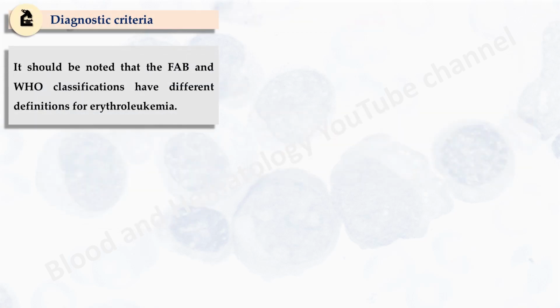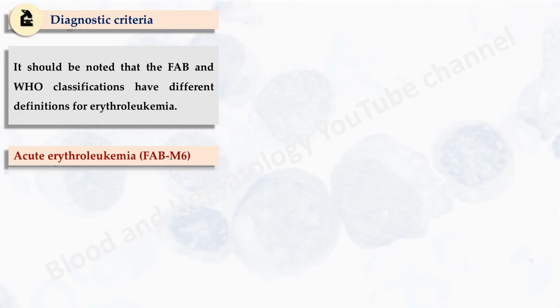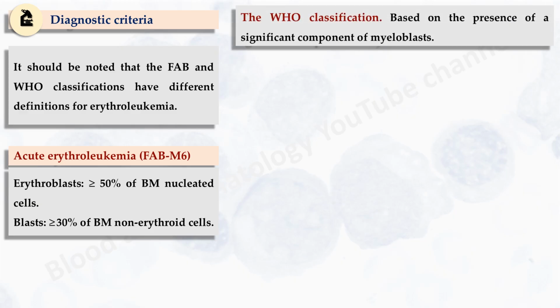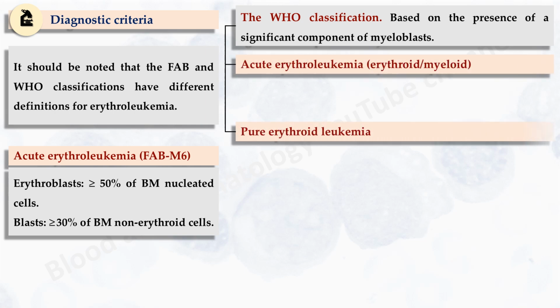It should be noted that the FAB and WHO classifications have different definitions for erythroleukemia. The FAB criteria for the diagnosis of AML-M6 include: erythroblasts comprise at least 50% of bone marrow nucleated cells, and blasts comprise at least 30% of bone marrow non-erythroid cells. Based on the presence of a significant component of myeloblasts, there are two subtypes of acute erythroid leukemia in the WHO classification: acute erythroleukemia and pure erythroid leukemia.